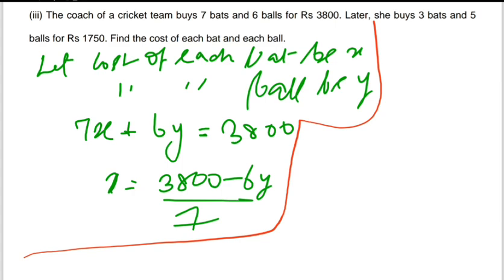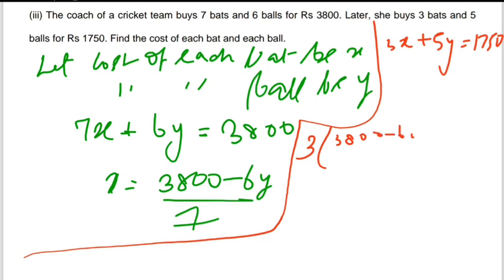So now let's do the second one. Again they are saying that 3 bats and 5 balls cost rupees 1,750. That is 3x plus 5y is equal to 1,750. So now putting the value of x in the second equation: 3 into (3,800 minus 6y) by 7 plus 5y is equal to 1,750.